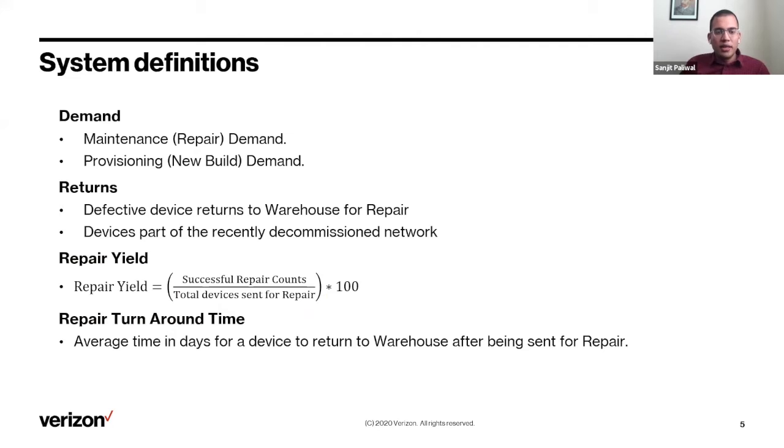So in terms of the demand, you can see demand could be of two types. First is the maintenance demand, that is certain devices which are active and supporting customers might fail and they need to be replaced by working devices. So that falls into the category of maintenance demand. And the second one is the provisioning or the new build demand. New build demand is basically when sometimes we are trying to expand a network. We are trying to add new customers. So that would fall under the category of provisioning demand.